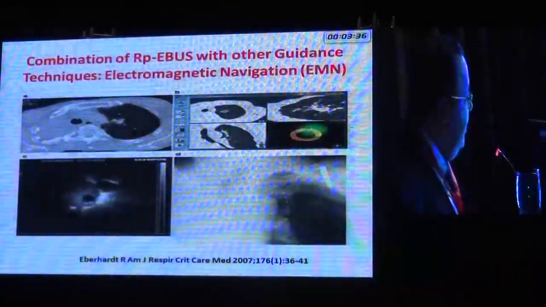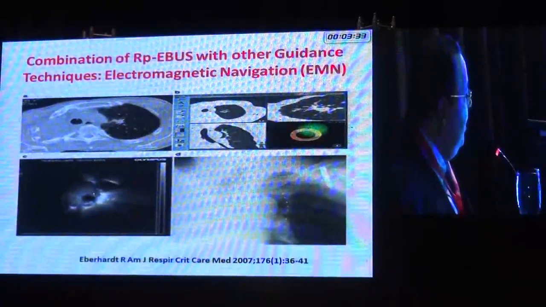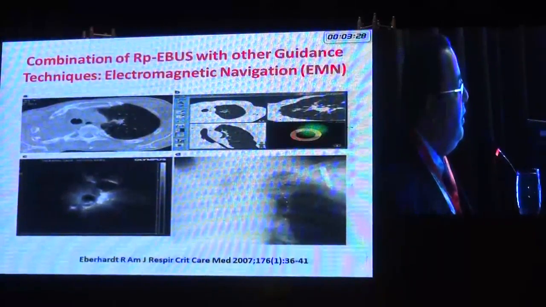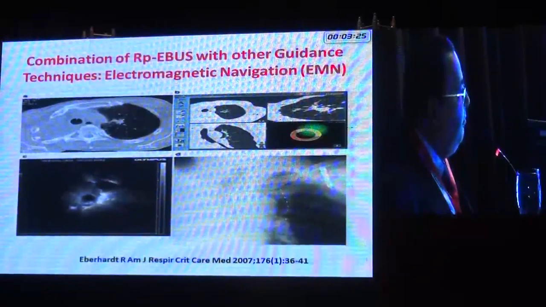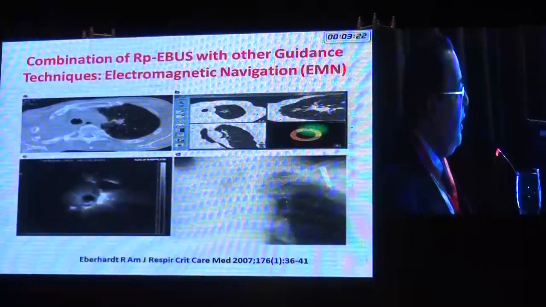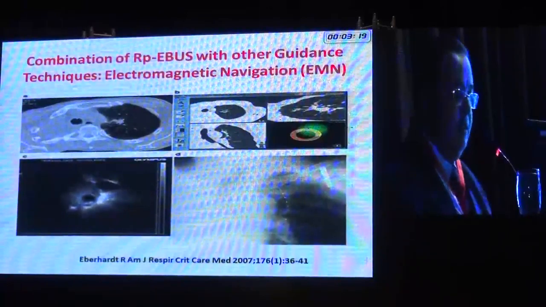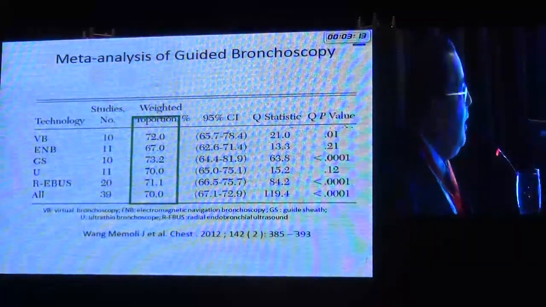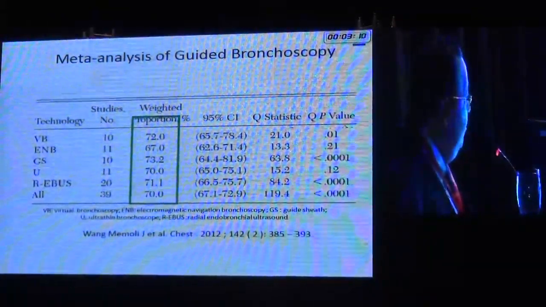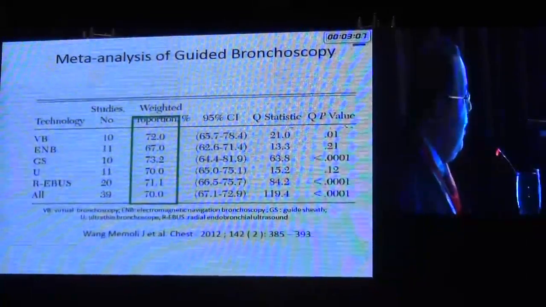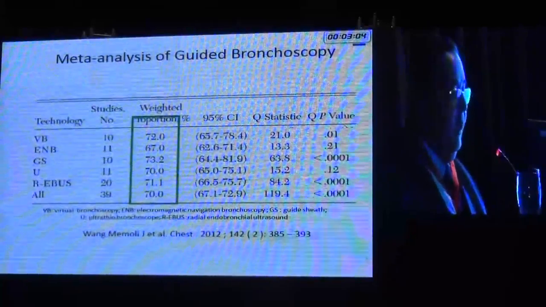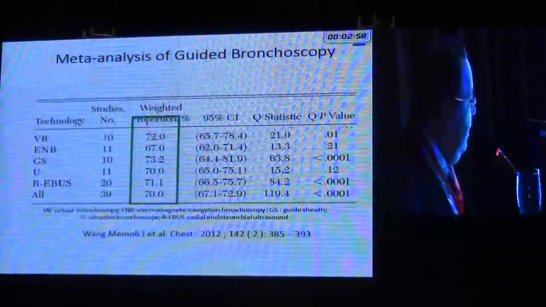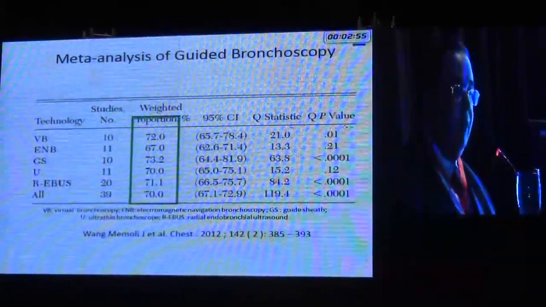This is an example of a case with a tumor in the left upper lobe, with the EBUS probe and navigation through electromagnetic navigation. This patient could receive brachytherapy, guided by the EBUS and the electromagnetic navigation. So you diagnose the case, and sometimes when it is inoperable, you can also do a therapeutic modality. In a meta-analysis of all guided bronchoscopic techniques, radial probe EBUS stands comparable with all the other techniques, whether virtual bronchoscopy, electromagnetic navigation, guide sheath, or ultrathin bronchoscopy, reaching a diagnostic yield of about 71% in peripheral lung lesions.